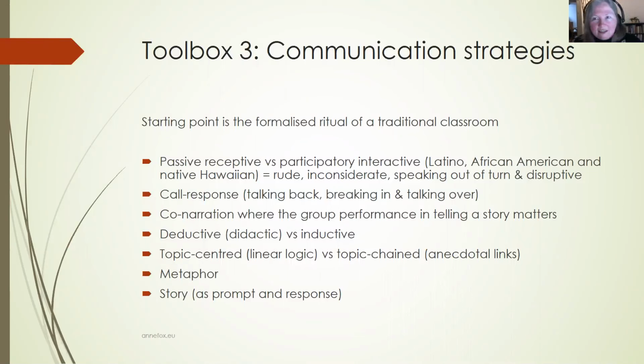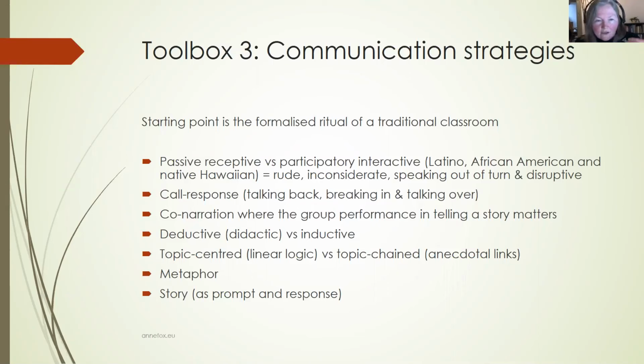Also, the way people explain things in the classroom is very much deductive, didactic. You explain. Whereas in some cultures, it's much more of an inductive way of communicating. In school, we tend to be topic-centered, with trying to adopt a linear logic. Whereas in other cultures, it would be what they call topic chained. So you illustrate something by telling a series of stories, and then the logic of it isn't apparent until the end. So you might think that it's off topic, but it's actually not.